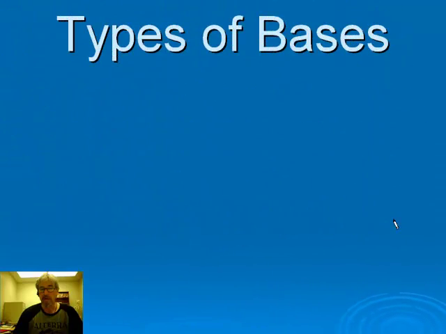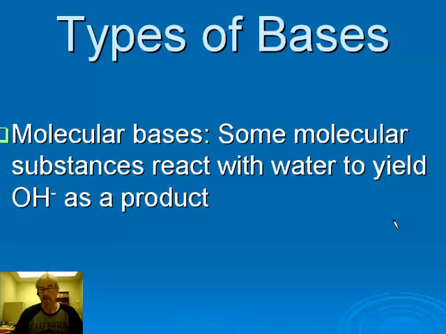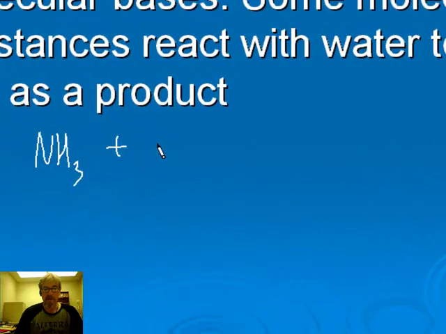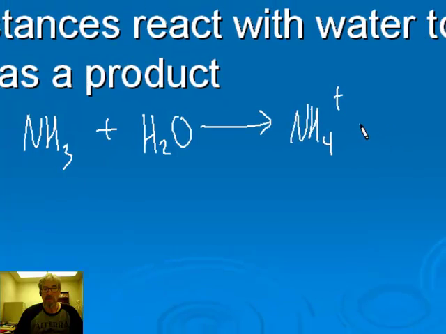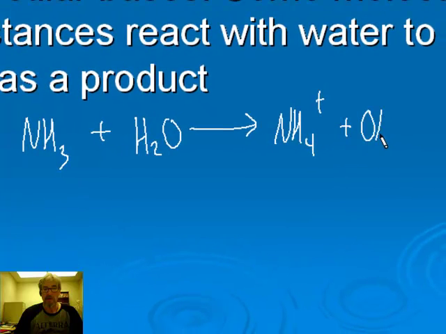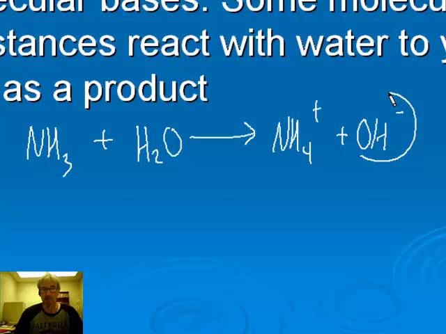A third type of base is something called a molecular base. There are some molecules that react with water to yield hydroxide ions as a product. Ammonia is sort of the classic molecular base. Ammonia reacts with water, and it's going to tear a proton away from the water and turn it into NH4+, which is the ammonium ion. When you take the H away from HOH, you just end up with OH minus. There's the hydroxide ion. So this is a base.